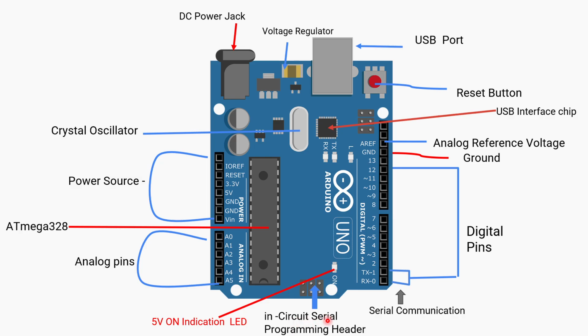And you have in circuit serial programming, which we will see later, and this is the serial communication TX transmission line and receiving line, and you have digital IOs, which are for digital switches and digital sensors, and you have analog reference voltage and the ground, and then you have a reset button, and you have the USB interface chip and USB port, and you have a voltage regulator because Arduino runs on 5 volts, so basically you need to have a voltage regulator as well.